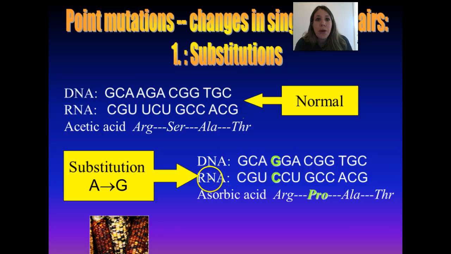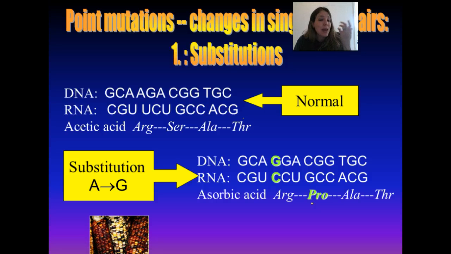Well, now when I go to make my RNA, I can't get the U that I was supposed to get, because now it has to base pair with a G. So I get a C. Well, I just changed what amino acid. Instead of serine, now this codes for proline. So I just got a different amino acid.